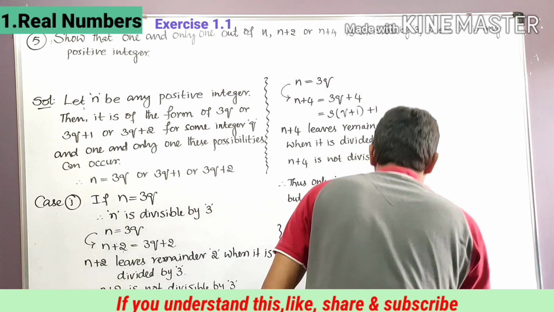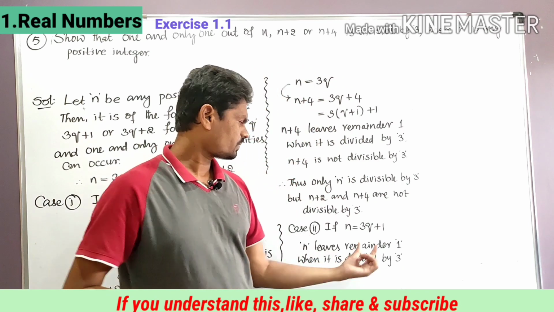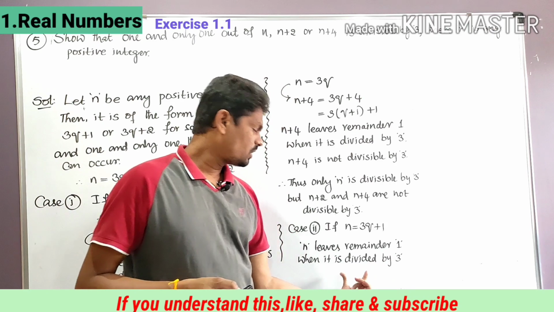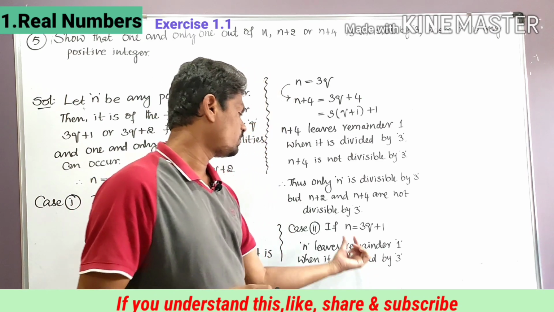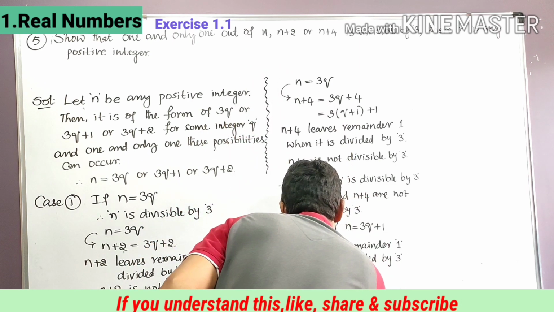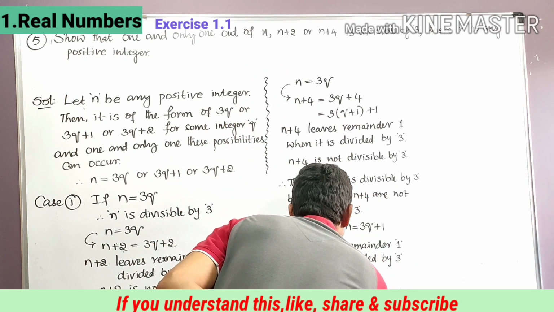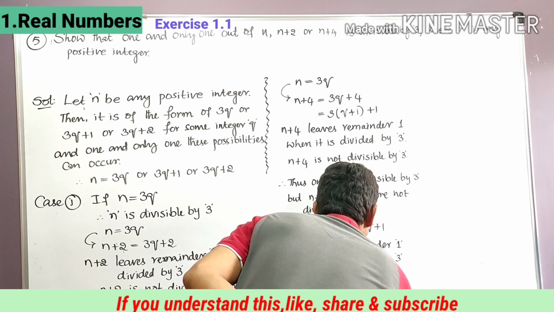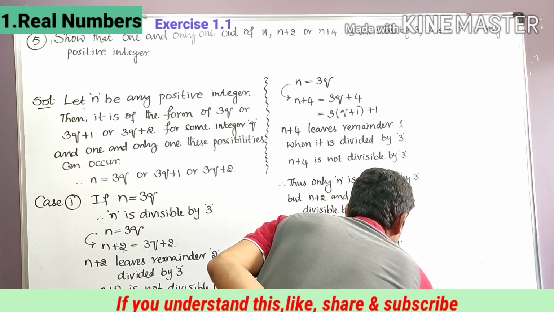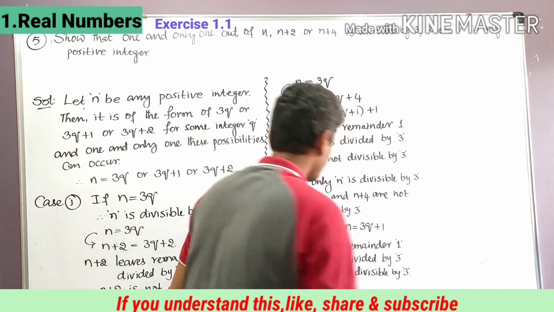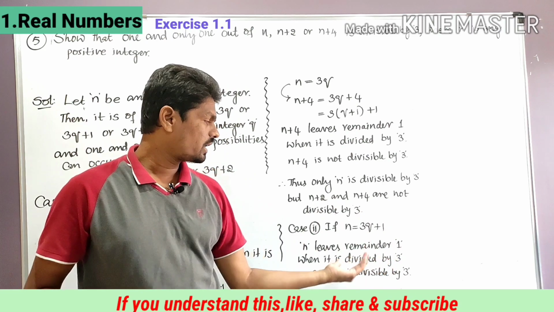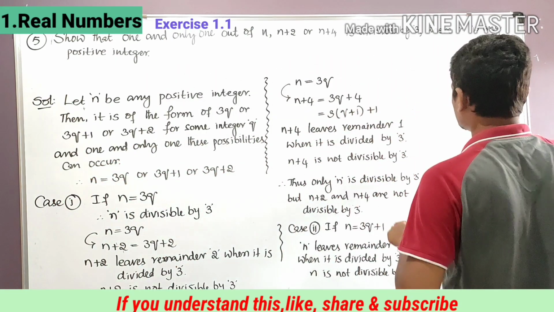So student, only 3q is divisible by 3, but here 3q plus 1 is there, so we get remainder 1. Therefore n is not divisible by 3. So student, in the second case, if n is equal to 3q plus 1, then n is not divisible by 3. Again we have to check n plus 2 and n plus 4, student.